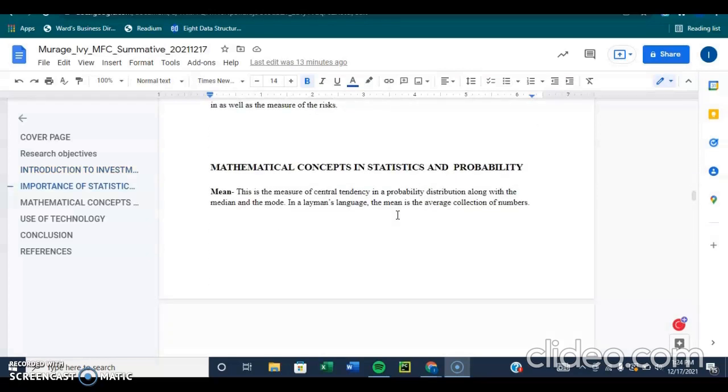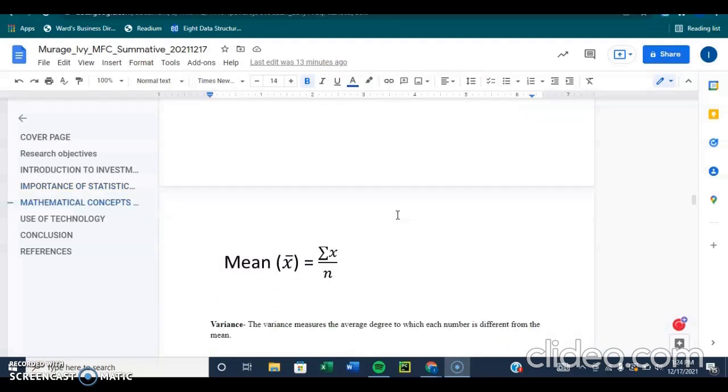For you to work on statistics, you need to understand some of the terms. For example, we have the mean, which is the measure of central tendency in a probability distribution, along with the median and the mode. In layman's language, the mean is the average of a collection of numbers. For example, you have the marks of students and you want to know the mean. You take the scores of the students and add all of them, which is the summation of all the scores, and then you divide by the number of students. After that, you get the average mean of the class, or the average score.